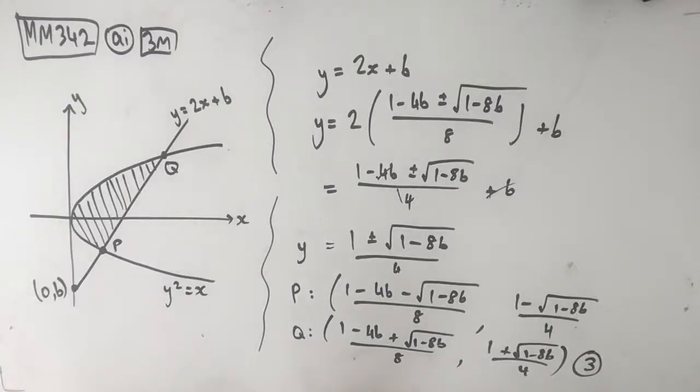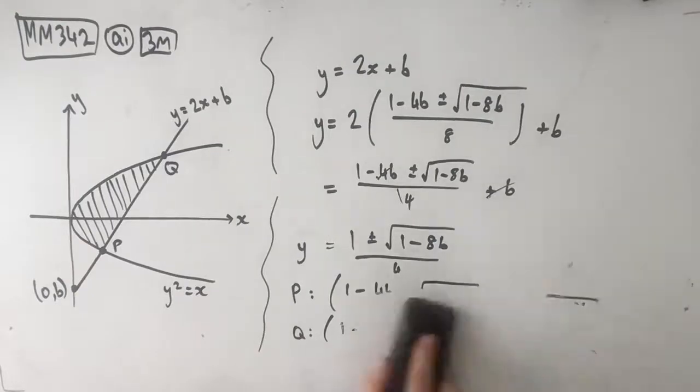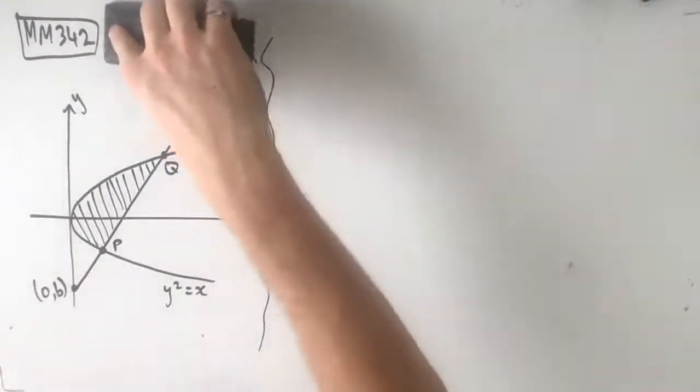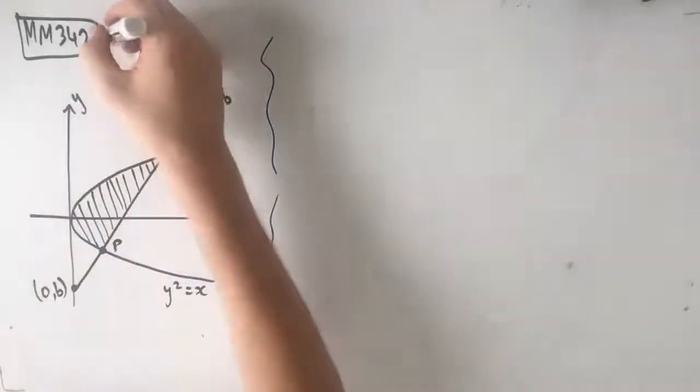I know this is a little tricky, little annoying to do, but this is just the first question. So guys, that's it for part A I. Let's move on to part A II. Part A II is actually quite tricky, and it's another 3-mark question.